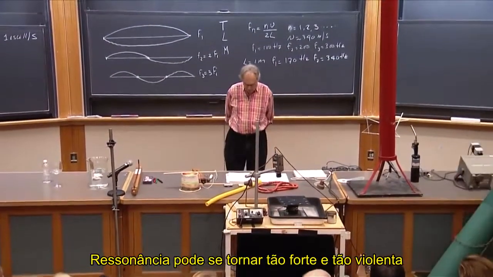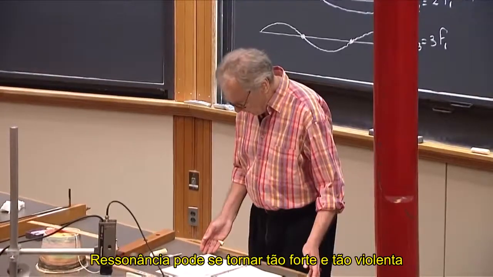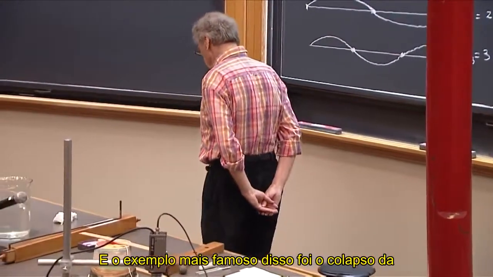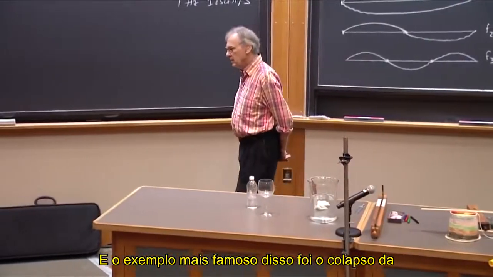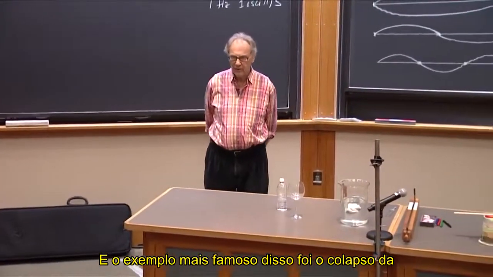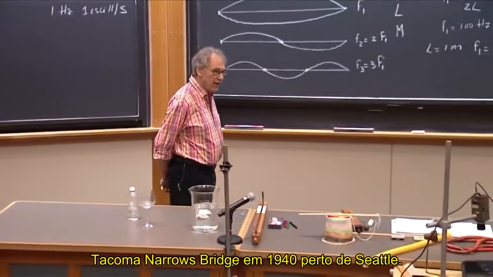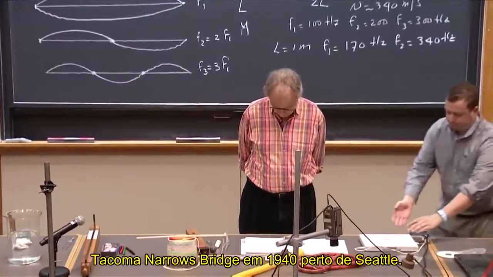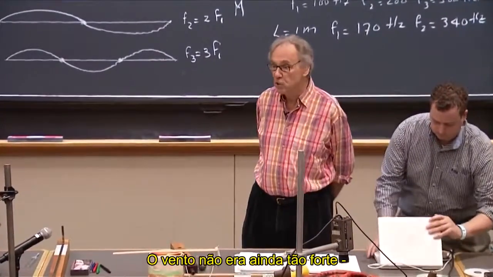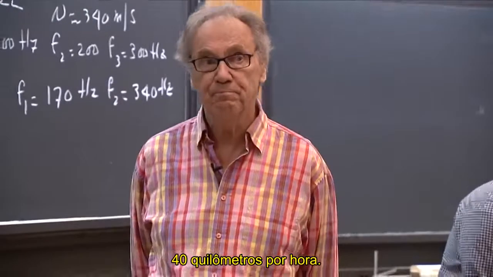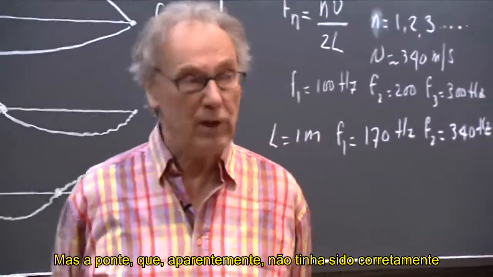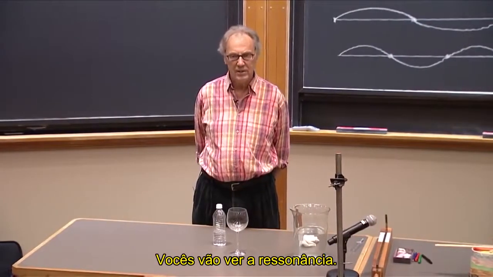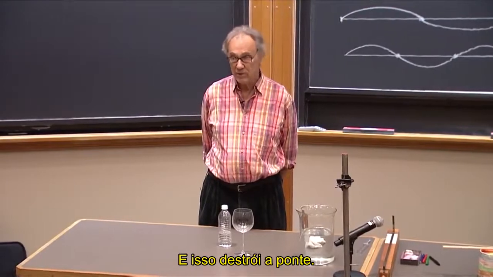Resonance can become so strong and so violent that it becomes destructive. And the most famous example of that was the collapse of the Tacoma Narrows Bridge in 1940 near Seattle. The wind was not even so strong, 40 miles per hour, but the bridge, which apparently was not properly built, went into resonance. You will see the resonance, and it destroys the bridge.